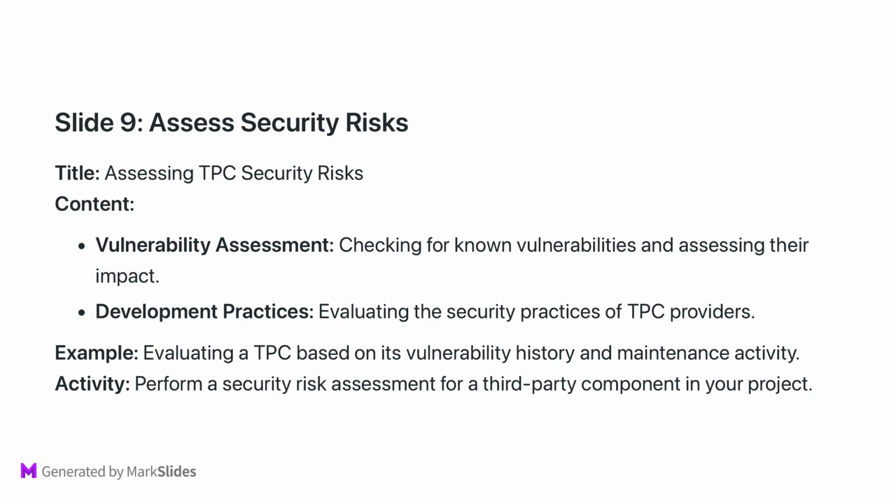A quick example. Imagine you're evaluating a popular web framework as a third-party component. Check its vulnerability history in the NVD or similar databases. If you find frequent updates and an active community addressing issues quickly, that's a positive sign. Conversely, a component with sporadic updates and unaddressed vulnerabilities is a risk to your project.